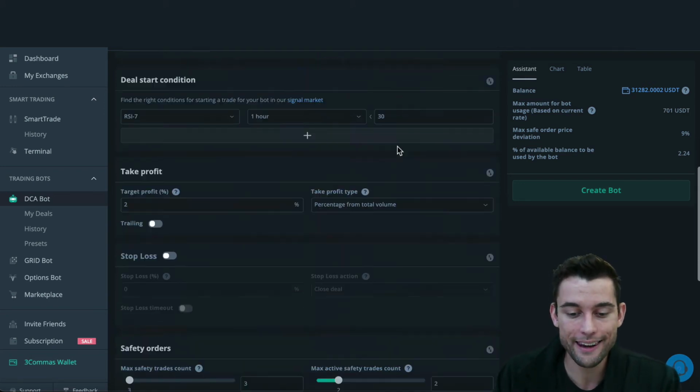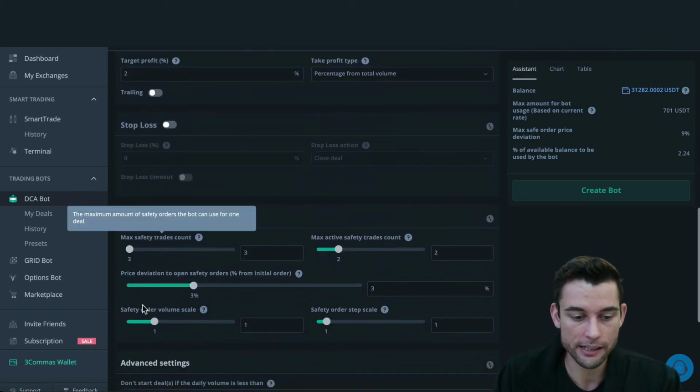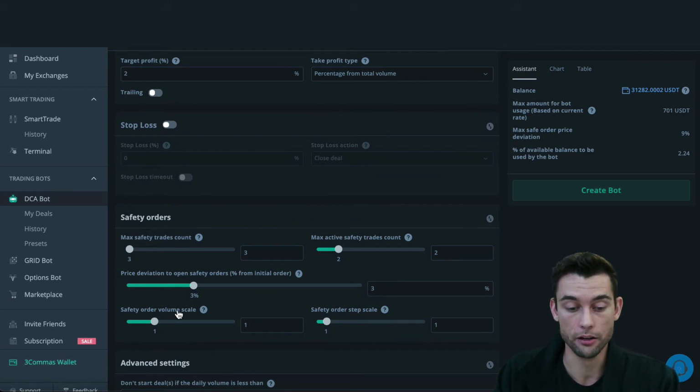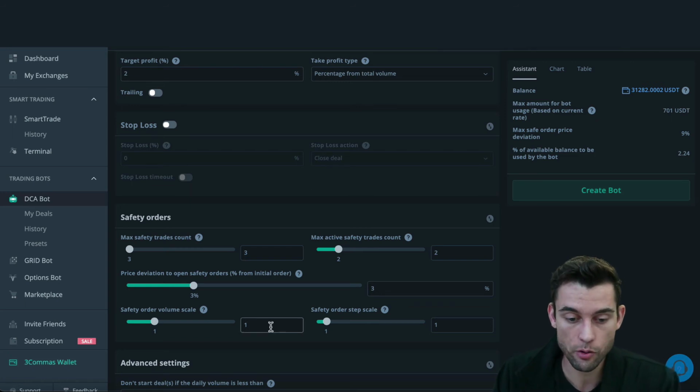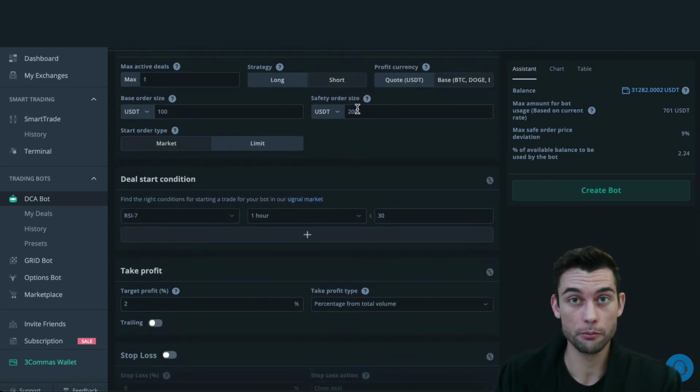So that is exactly what the safety order volume scale does. It increases the amount of volume that you put into the trade every single safety order. So right now it's set to 1. Because this is set to 1, every single safety order is going to be $200.